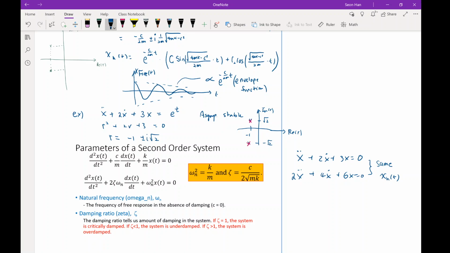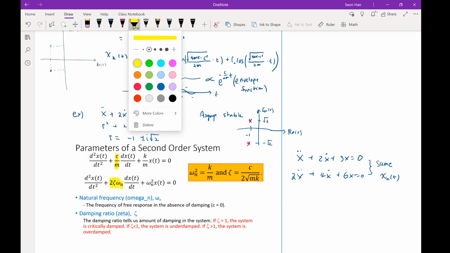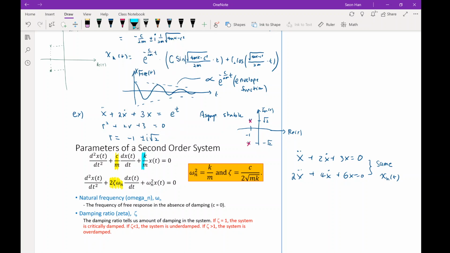And we do something even more complicated. We let c over m be 2 times zeta times omega n, and k over m be omega n squared. We can understand what omega n squared is: that's your natural frequency squared. By the way, it's actually angular frequency, but we're not going to say angular. Whenever we say frequency, automatically it's in radians per second. So this is the frequency that you would have had if there's no damping.